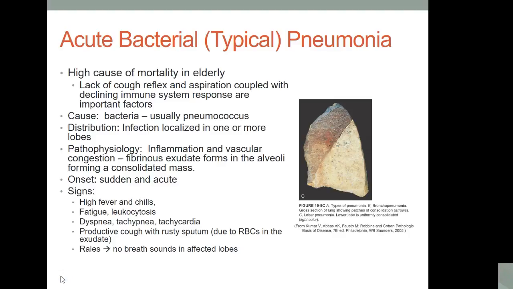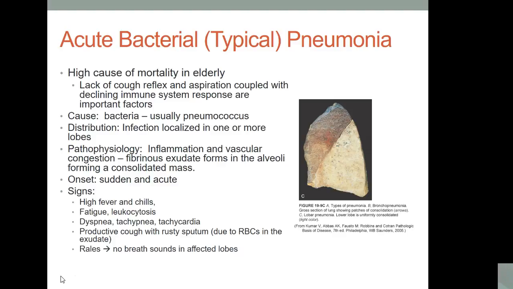So acute bacterial typical pneumonia is a high cause of mortality in the elderly. Part of the problem is they have a weakened cough reflex and can aspirate, coupled with declining immune response. As they age, the immune system goes down. Those are important contributors to them getting and not recovering from bacterial pneumonia. It's typical pneumonia, it's bacterial pneumonia, so it's caused by bacteria, of course. Usually it's pneumococcus.